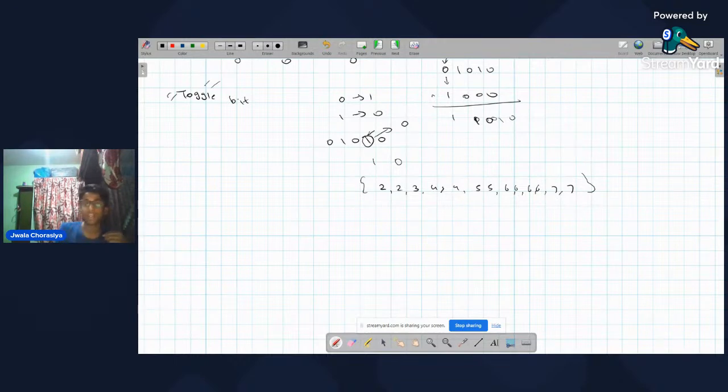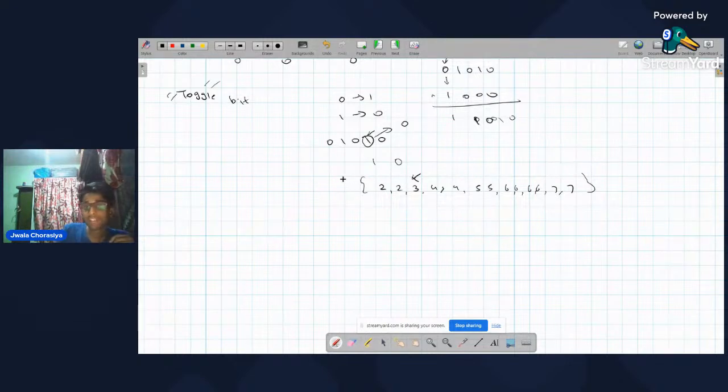And they have asked you to return a number which has an odd count, and the question says that all the numbers will have an even count. Just focus. Return a number which has an odd count while all the other numbers have an even count. Only one number will have an odd count.